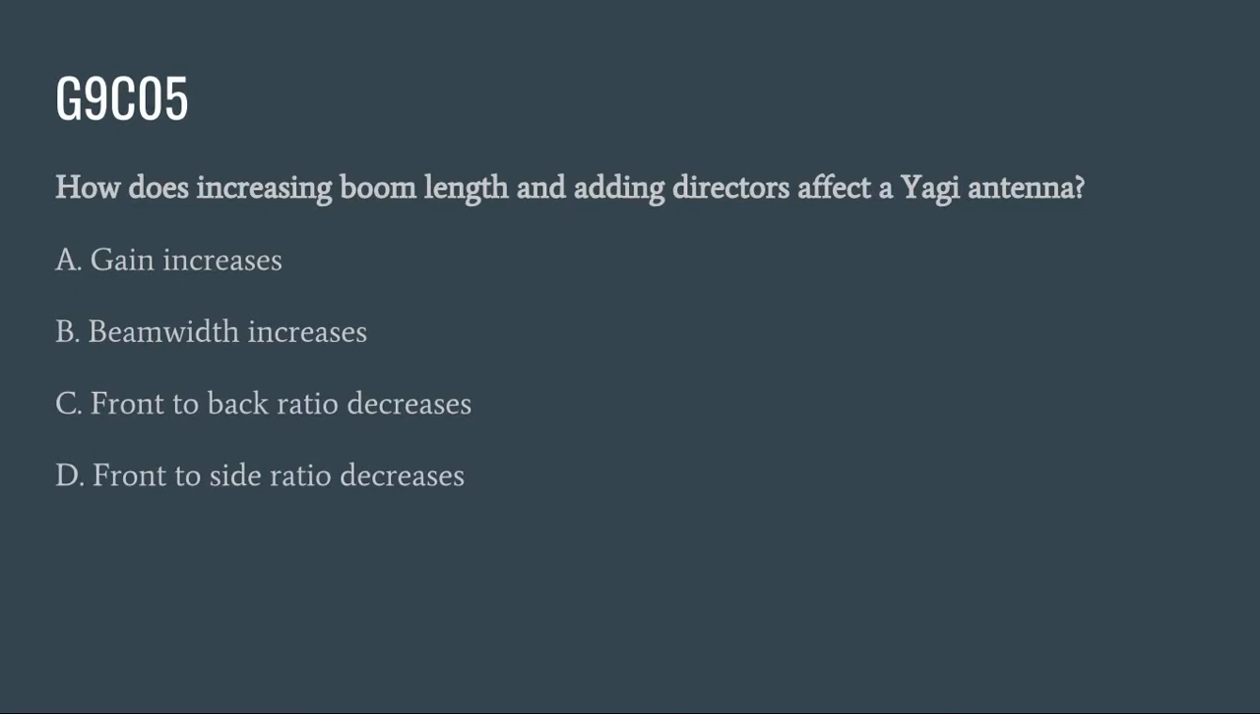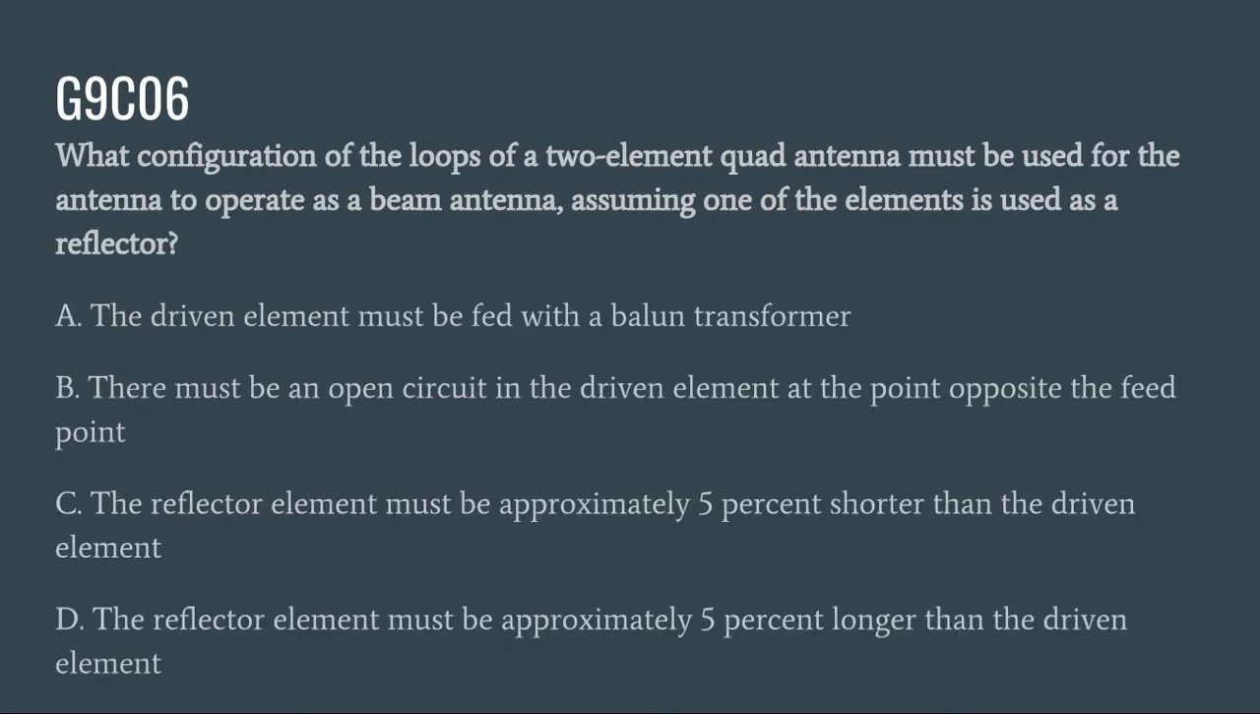G9C05, how does increasing boom length and adding directors affect a Yagi antenna? A. Gain increases. B. Bandwidth increases. C. Front to back ratio decreases. Or D. Front to side ratio decreases. Correct answer is A. Gain increases.